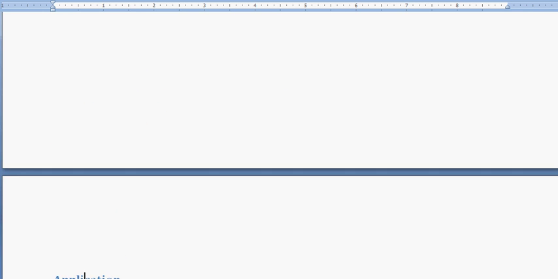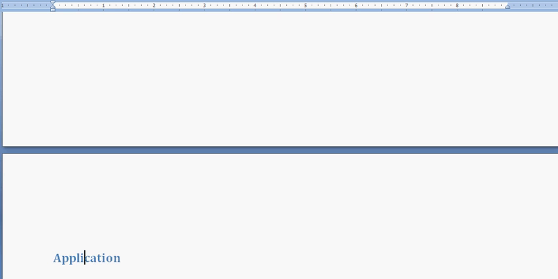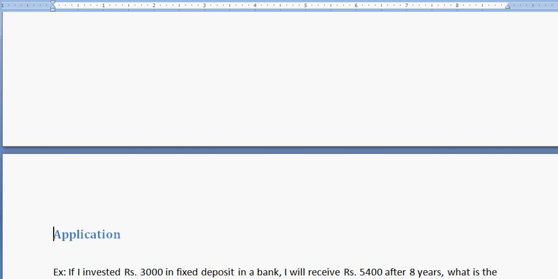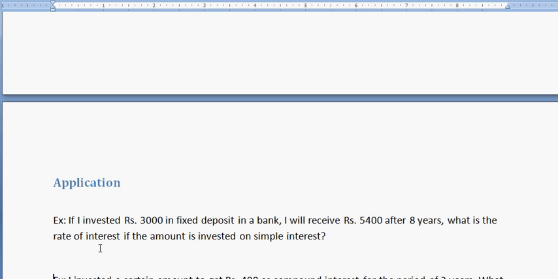Let's go to a few of the questions and see if we can solve them. The first question says, if I invested rupees 3000 in a fixed deposit in a bank, I received 5400 after 8 years. What is the rate of interest if the amount is invested on simple interest? You have around 1 minute to do this. Try and solve this.